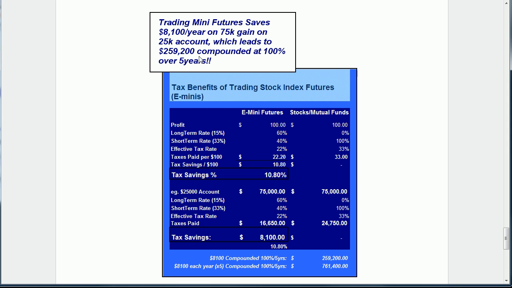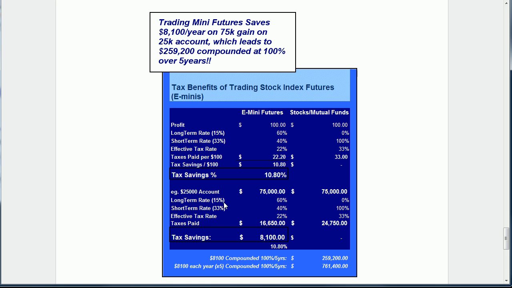$259,000 if you compounded that over 5 years. So what happens is you trade, let's say, $100,000, what have you, in futures, stock mutual funds, your stocks. You're going to save almost 11% over a typical 33% ordinary income tax rate. For instance, over here, $75,000 in both. Your 60% is going to be at the long-term capital gains tax rate, which I believe is 15, maybe 20.